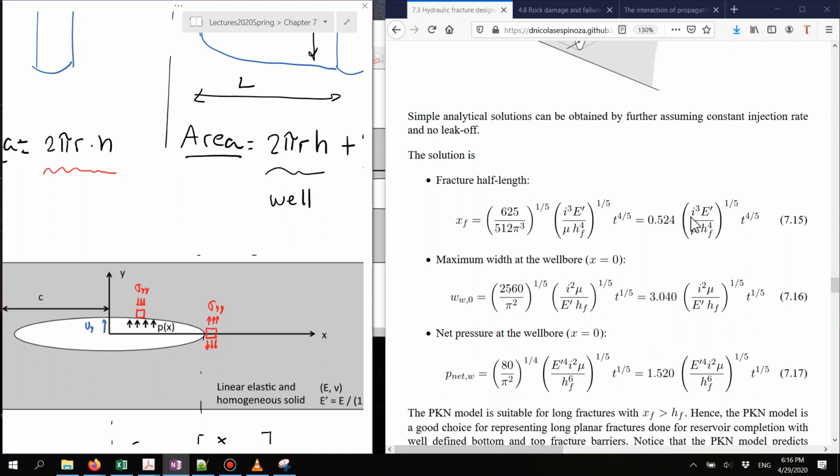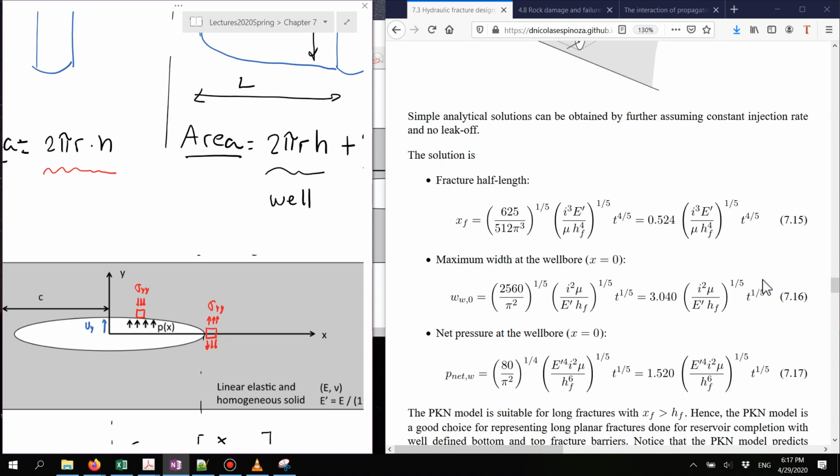And as you can see, these fracture lengths, fracture widths, and net pressures are going to depend on injection rate, the stiffness of the rock, the viscosity of the fluid, and the fracture height. And they are scaled according to different powers that depend on which of these equations you are taking.